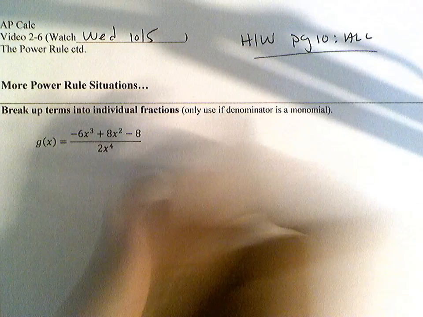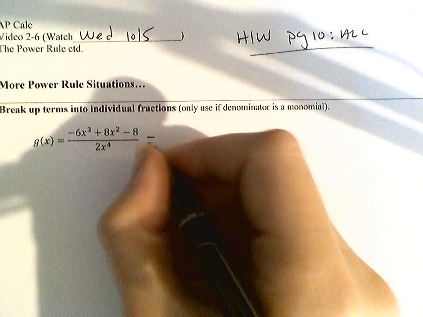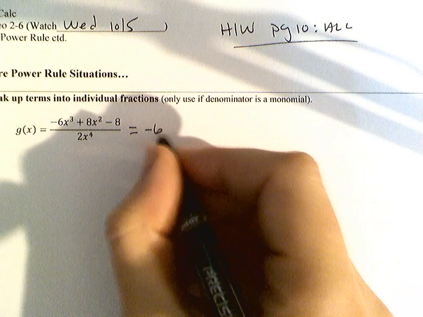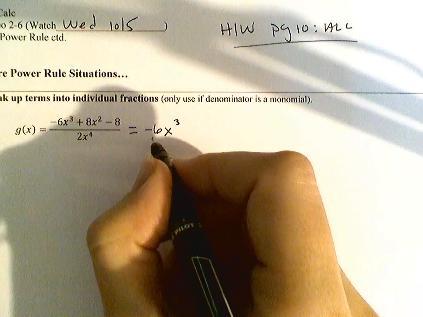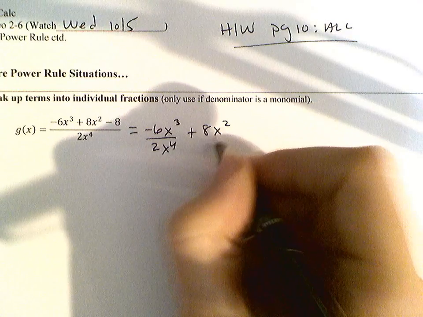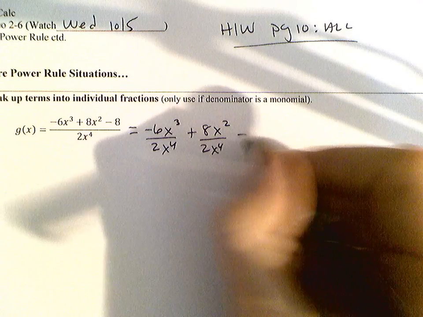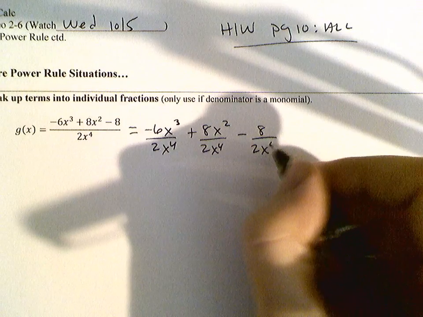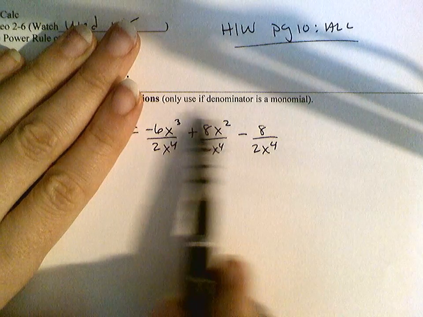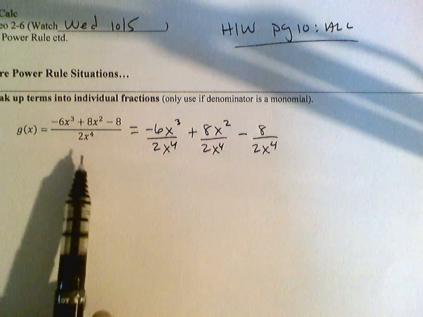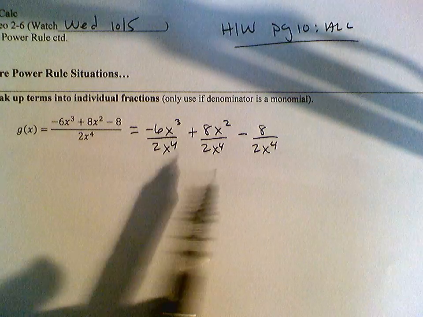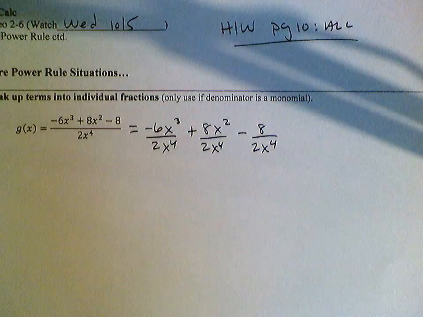All right, so the first thing that I'm going to do before I take the derivative is I'm going to say to myself and my reader that this is the same as negative 6x to the third over 2x to the fourth plus 8x squared over 2x to the fourth minus 8 over 2x to the fourth. Guys, common denominators work this way. If you have common denominators, then you could rewrite the expression as one big fraction, but it also works the other way. So that's what I just did. I kind of decomposed this.